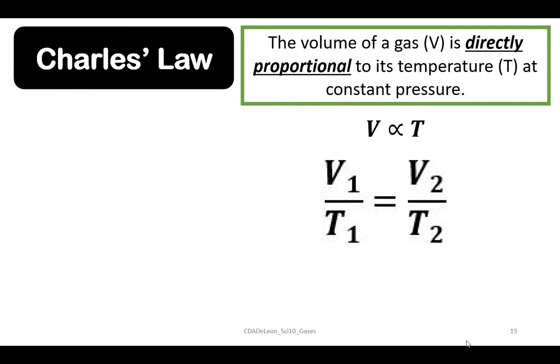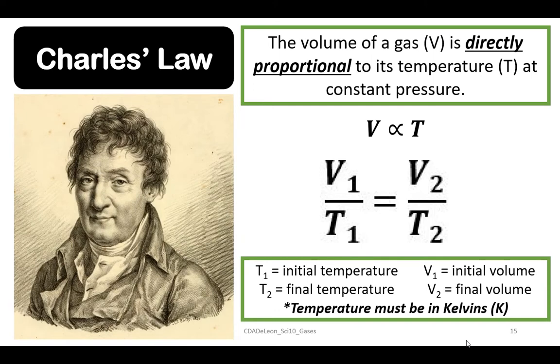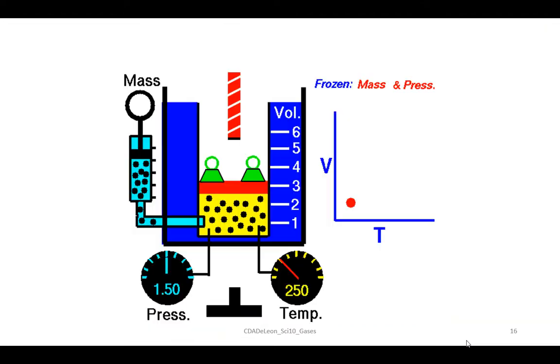So walang kinalaman ang pressure dito. So we have V1 divided by T1 is equivalent to V2 divided by T2. So ibig sabihin, V1 is the initial volume, V2 is the final volume, T1 is the initial temperature, and T2 is the final temperature. Take note na ang temperature must be in Kelvin. So if the given is in Celsius, you need to convert the Celsius value to Kelvin.